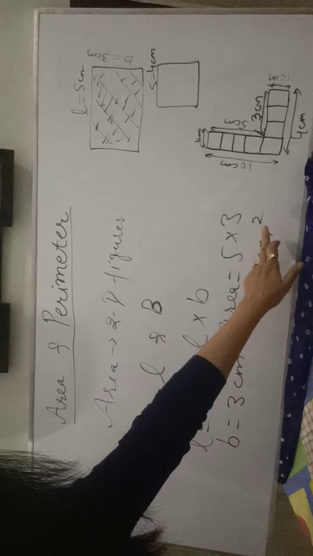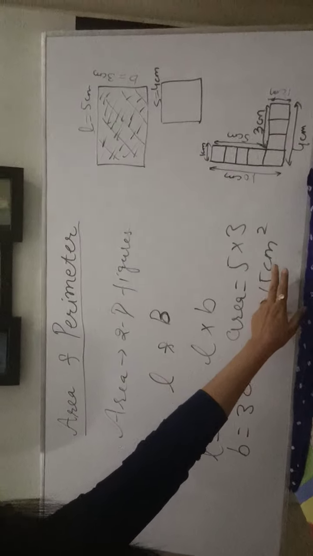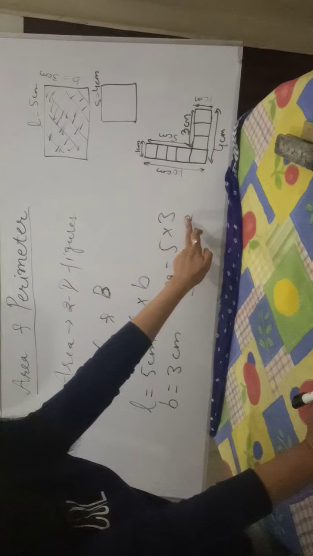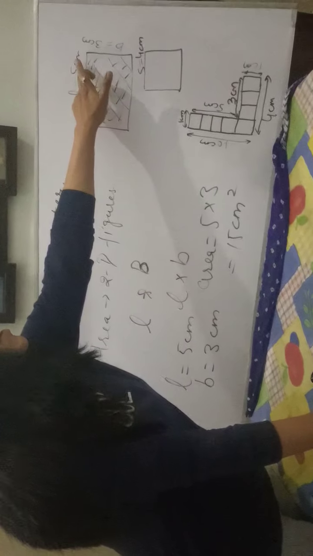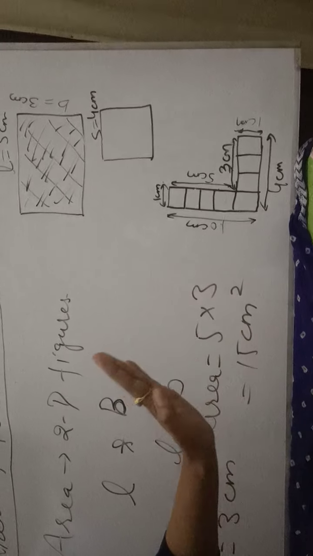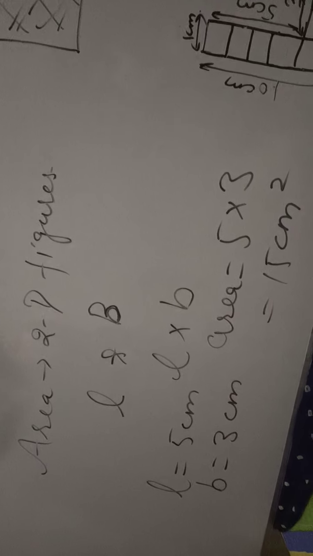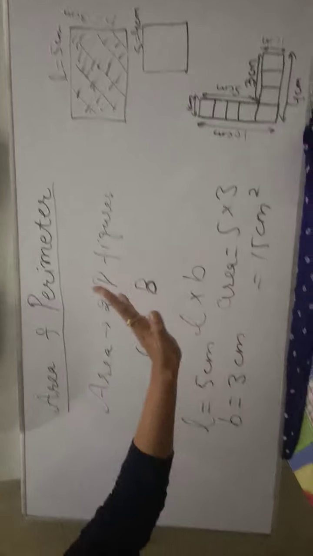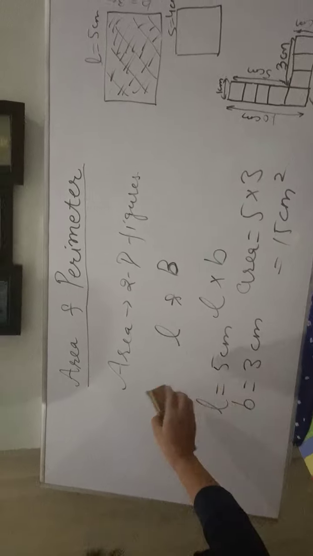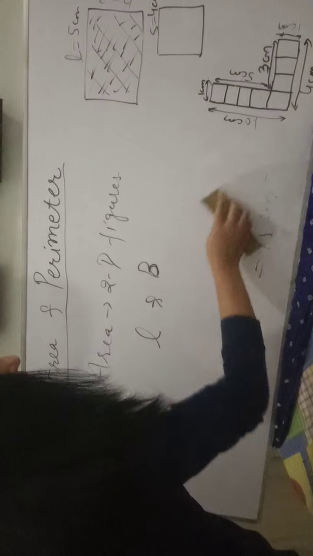15 centimeter square means area is always in square units. Means you have to apply 2 with the units. If it is 5 meter and 3 meter, then you will write here 15 meter square. Area is always in square units. Never forget this. And units are most important in this topic. Now we will move to another figure.